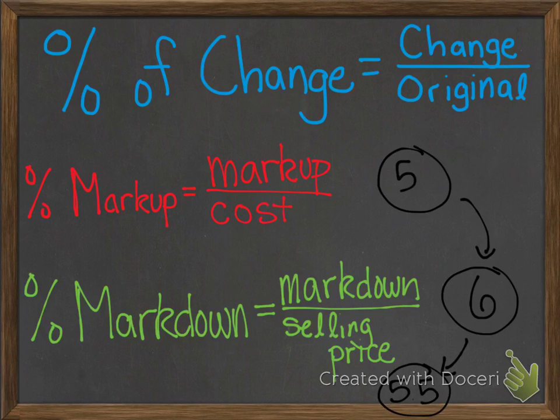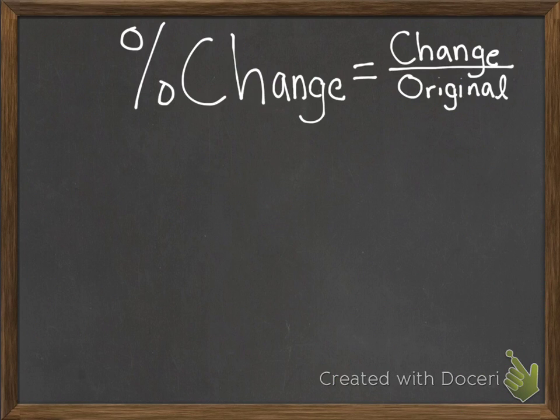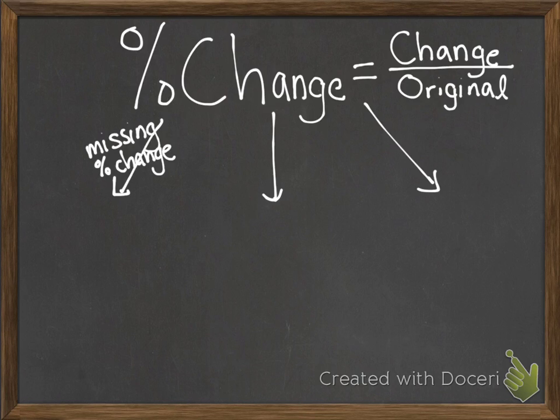Okay? So once again, that 5 to 6 to 5.50. 5 would be our cost. 6 is our selling price. So you go from cost to selling price by adding the markup into it. So cost plus markup is selling price. And then once you're at your selling price, you can go from selling price to sales price by subtracting out your markdown. Okay? So percent change is change over original.